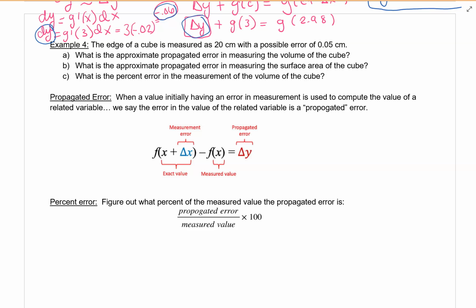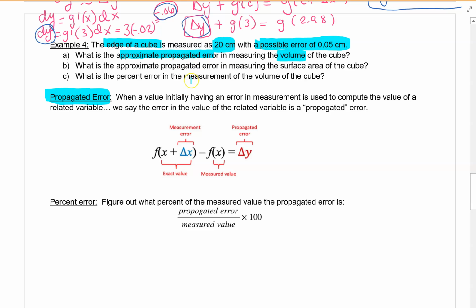Now another very common or popular use of a differential is to measure something referred to as propagated error. And here's an example. In example 4, it's saying the edge of a cube is measured as 20 centimeters. So this is the measurement using some kind of measurement tool to find the edge of a cube. But there's a possible error involved. It could be human error, it could be an error within the measurement tool itself. But there's a possible error of 0.05 centimeters when measuring the edge of the cube. So the question wants to know, what's the approximate propagated error for measuring the volume?